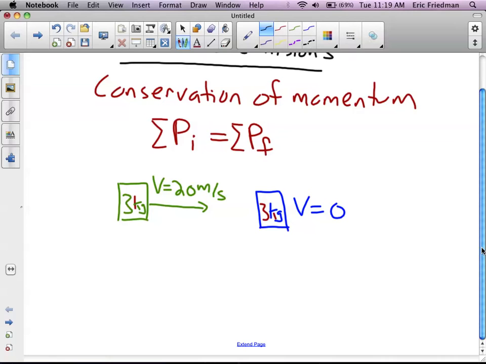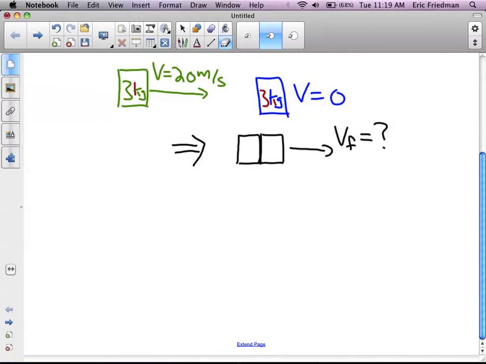So what I might do is I might draw a little double arrow like this, which means later in time something's going to happen. They're going to collide. And then I want them to stick together. And that's the idea behind an inelastic collision, is that they're going to stick. And what I'm curious about is, what's this final velocity right here, right? So actually really easy problem to do.